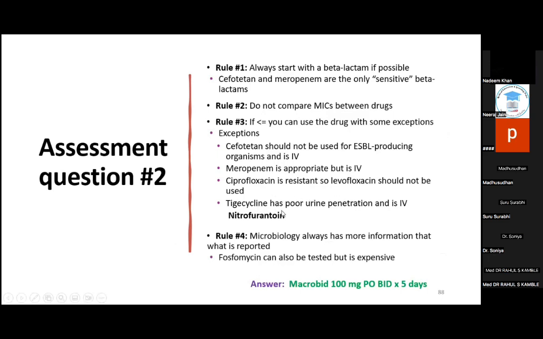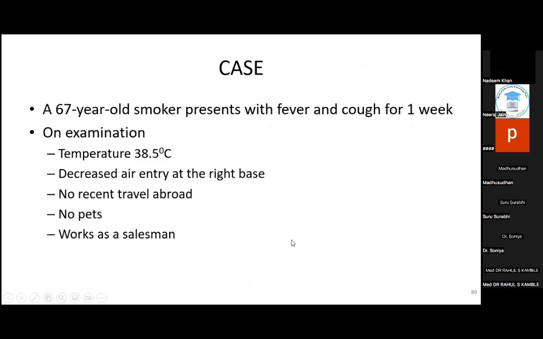Tigecycline again is sensitive, but it has poor urine concentration. Hence, our drug of choice will be nitrofurantoin, which is the oral option. But again, rule number four, microbiology has more information. They can check for fosfomycin also, but it is expensive. So we limit ourselves to nitrofurantoin as our drug selection.